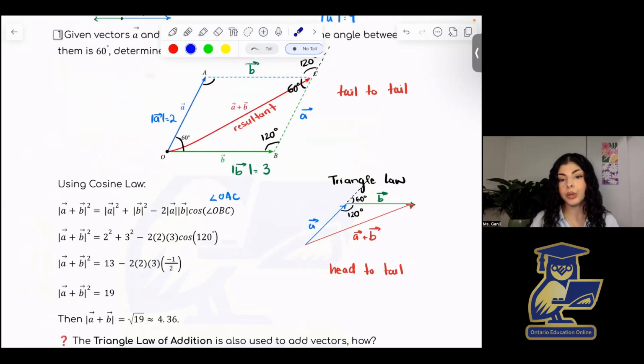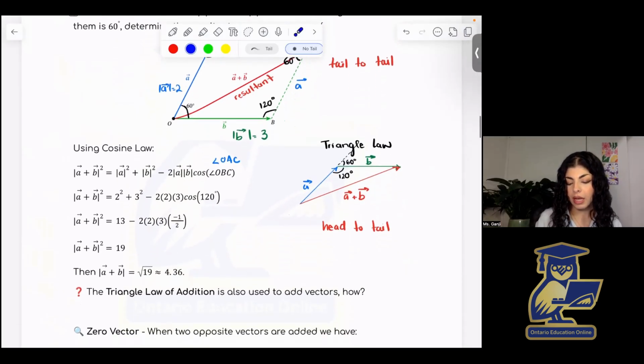So see which one you're comfortable with using. I just find the parallelogram is visually, it has more to it, especially when teaching it. It helps to start with the parallelogram, but sometimes you'll see me use the triangle law as well in later lessons, but the result will still be the same.